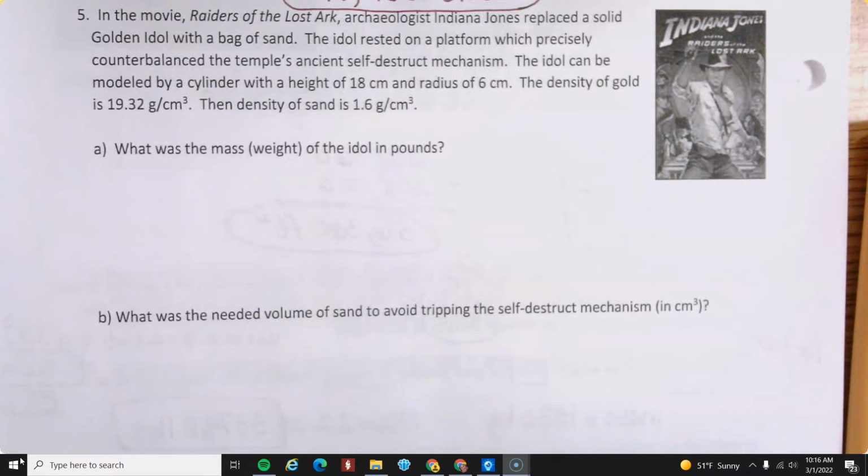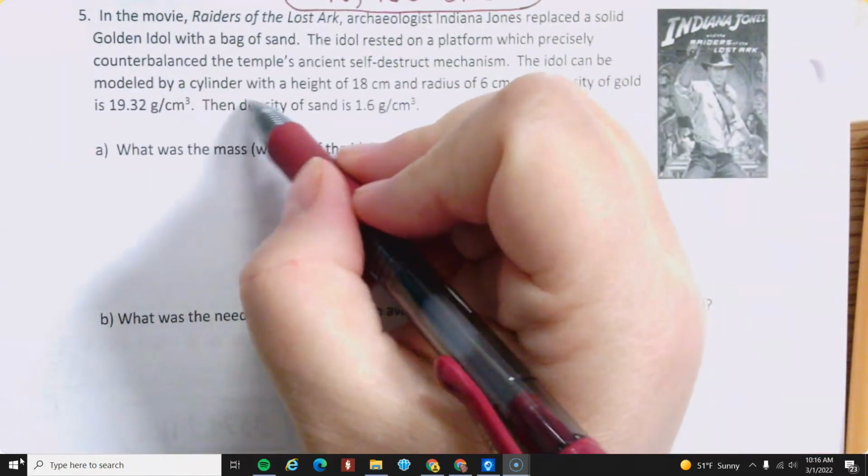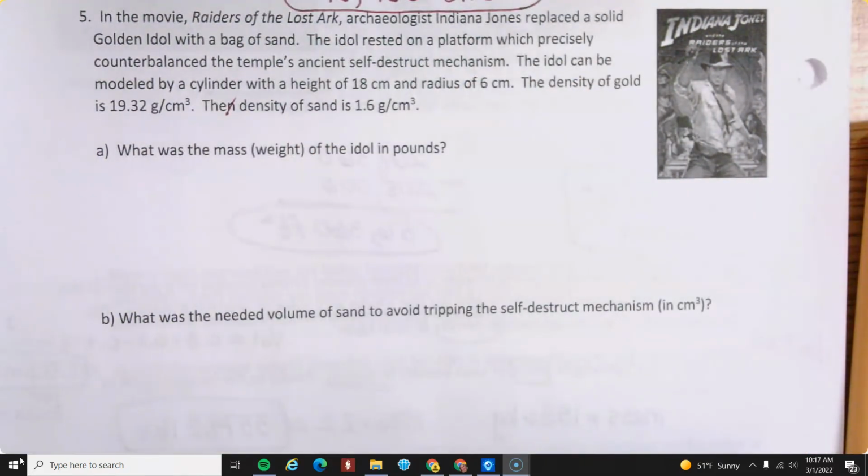All right, last problem. In the movie Raiders of the Lost Ark, archaeologist Indiana Jones replaced a solid golden idol with a bag of sand. The idol rested on a platform which precisely counterbalanced the temple's ancient self-destruct mechanism. The idol can be modeled by a cylinder with a height of 18 centimeters and a radius of 6 centimeters. The density of gold is 19.32 grams per cubic centimeter, and the density of sand, not then, it should just say the density of sand is 1.6 grams per cubic centimeter.